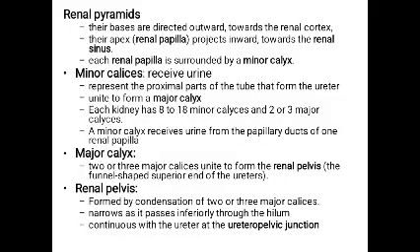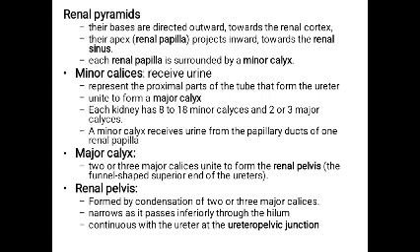Renal pyramids. Their bases are directed outward toward the renal cortex. Their apex, or renal papilla, projects inward towards the renal sinus. Each renal papilla is surrounded by a minor calyx. Minor calyces receive urine, representing the proximal parts of the tube that forms the ureter.